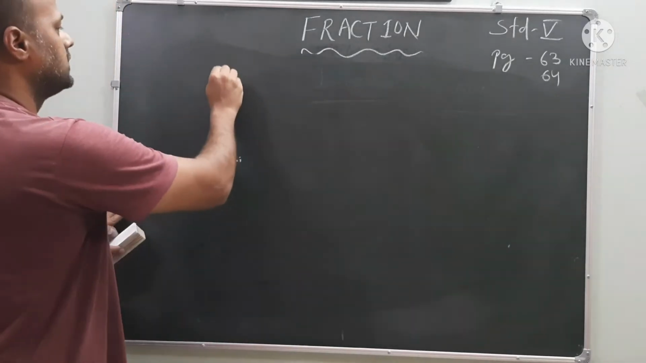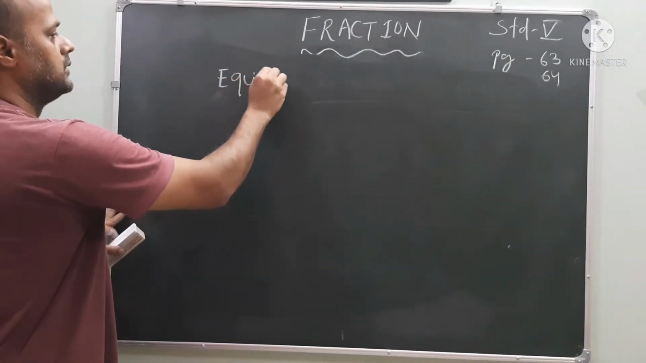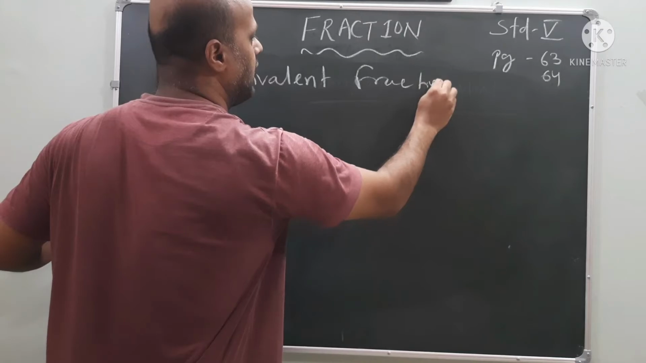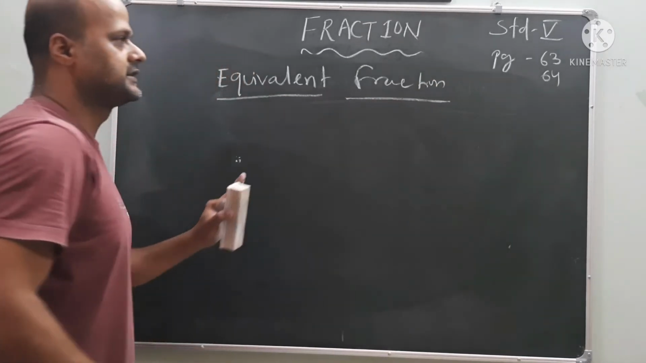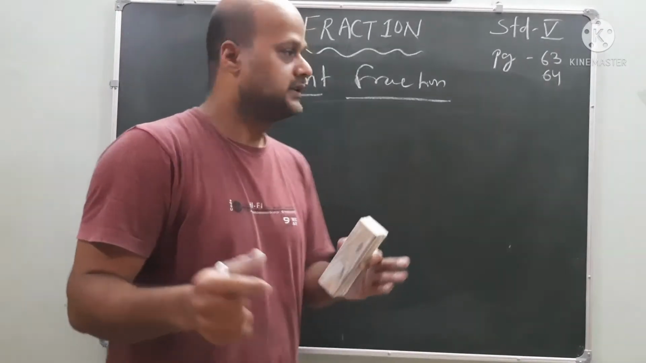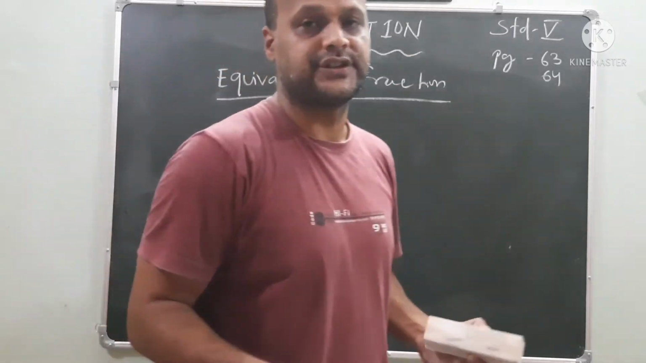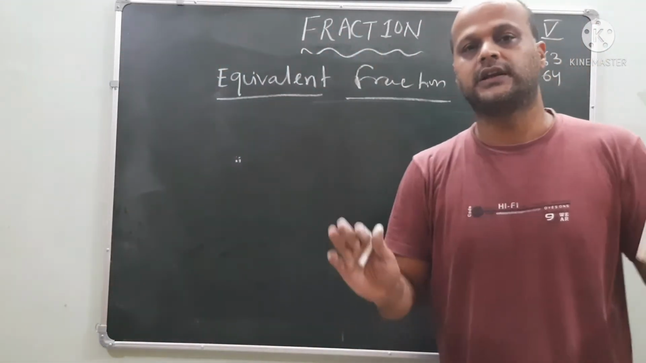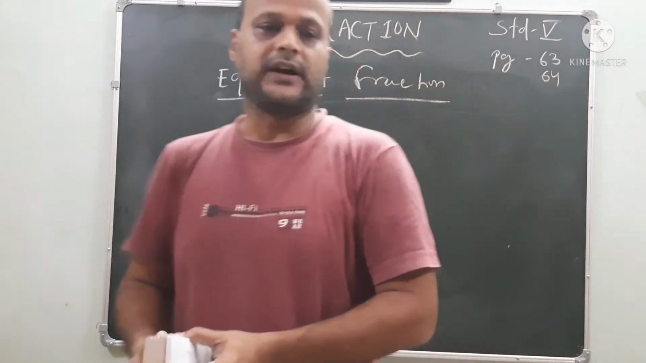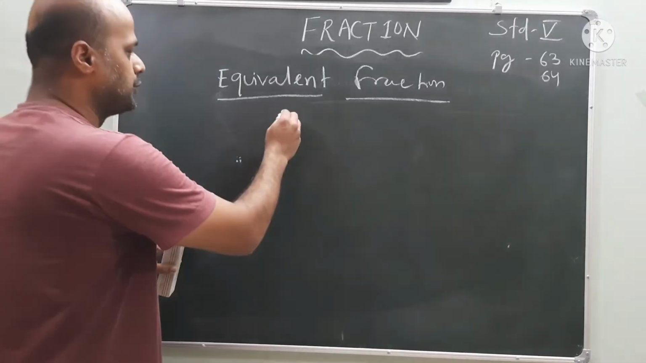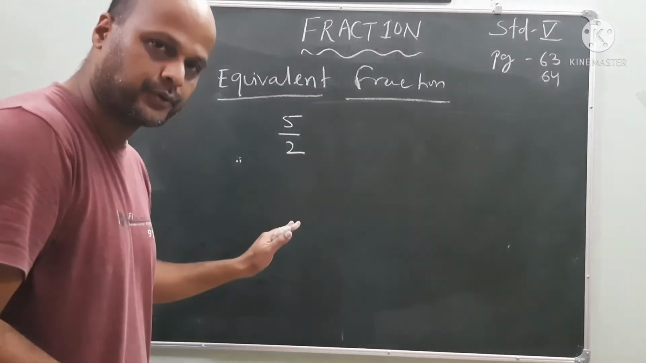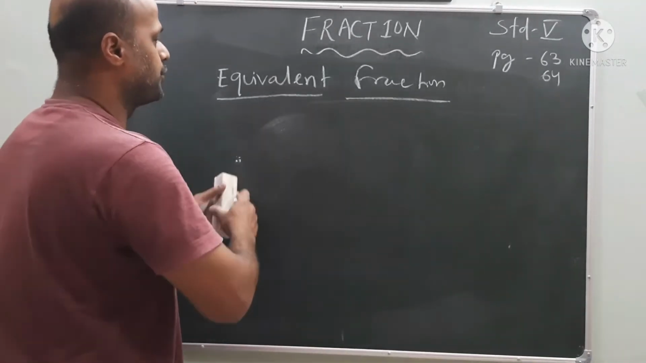Now a term is called equivalent fraction. I will tell you a little bit, because in the first exercise regarding equivalent fractions there are so many questions. Today we will only clear your funda, so that you can easily understand. What is an equivalent fraction? Suppose I am writing here 5 by 2. Is it proper or improper? It is an improper one. First we will do it with the proper one.